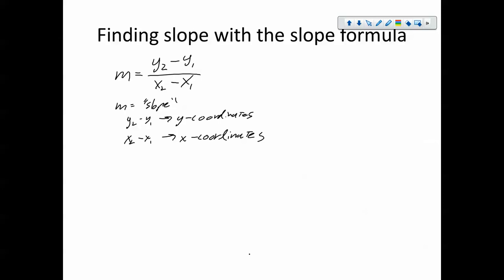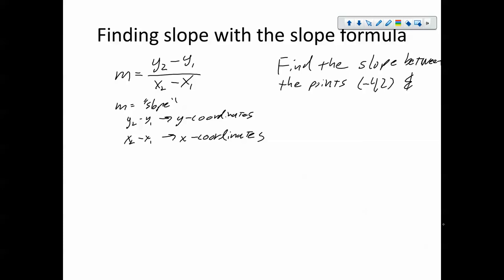So let's do an example. We want to find the slope between the points, and what are my two points that I'm going to use here first? Negative 4, 2, and 2, 6. So we're going to find the slope between those two points.